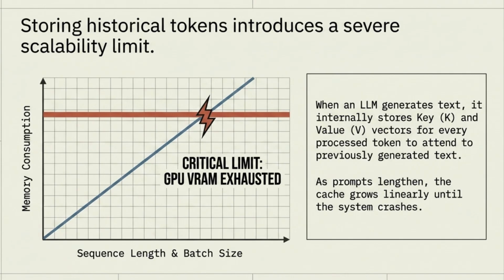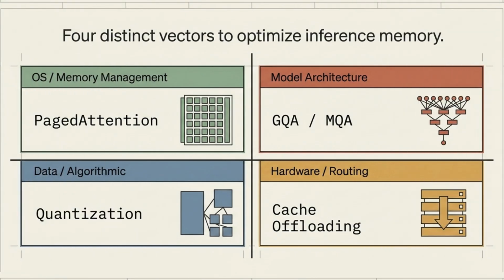Every additional token is additional memory. There's no ceiling built in. And the longer the context, the more valuable your use case, the faster you hit it. So we've got 4 distinct vectors to go after, right? 4 different angles on the same problem.